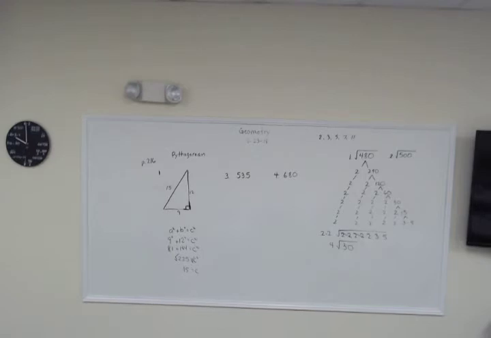Is 125 divisible by 3? 1, 2, 5. Yeah, I didn't think so. So it's not divisible by 3. So let's go to the next prime number. Is 125 divisible by 5?